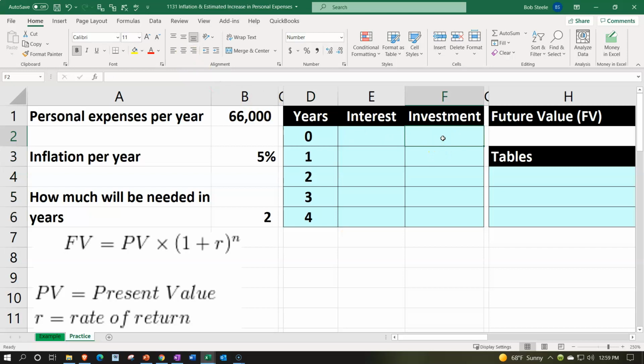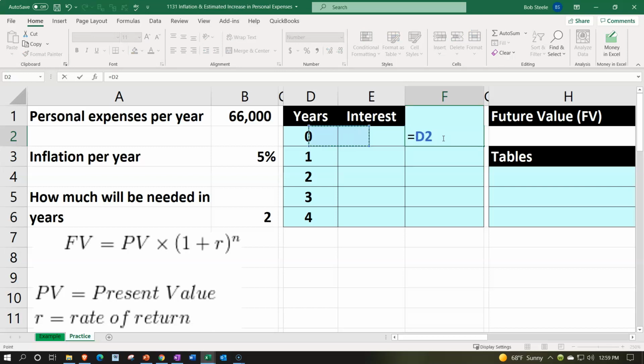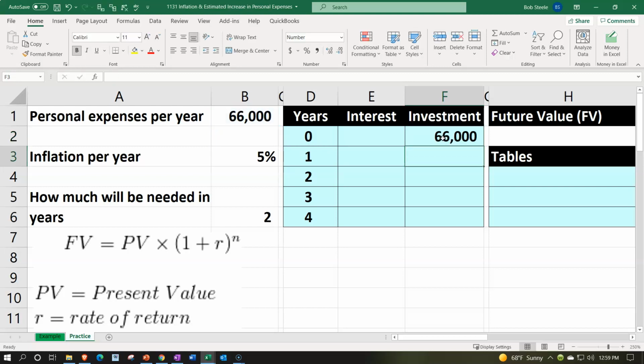We're going to continue on with our practice of not typing in the 66,000 at period 0, but saying equals, hitting the left arrow on the keyboard, left, and up to get to cell B1 and enter. So we're going to do the same kind of calculation as we saw if I was to think about this as an investment that was going up, but now I'm thinking about it as the expenses that I need to cover and how much I'm going to need in order to cover those expenses if we assume the purchasing power goes down.